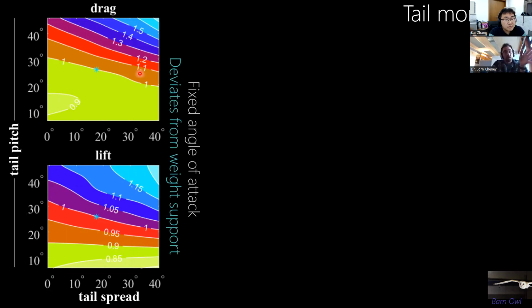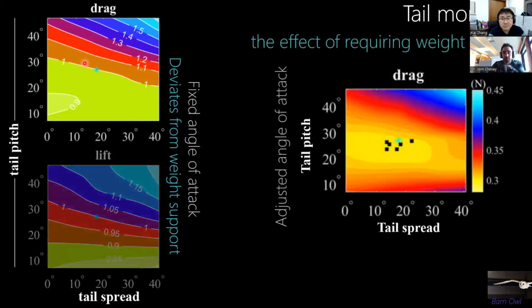However, what's important to realize is that this is deviating from weight support. So what we can do is pitch that geometry, in effect, and change the angle of attack to get it such that we only have weight support. So we can get rid of this plot and just ask, what is the drag when weight is actually supported? And when you do that, you get this plot, quite different from the original. You see that there's now a minimum in a region around 20 to 30 degrees tail pitch, and when you deviate away from that, you start to increase your drag quite a bit.